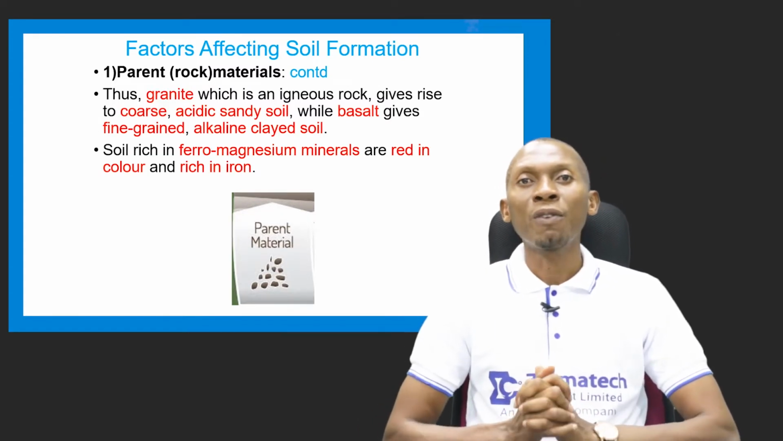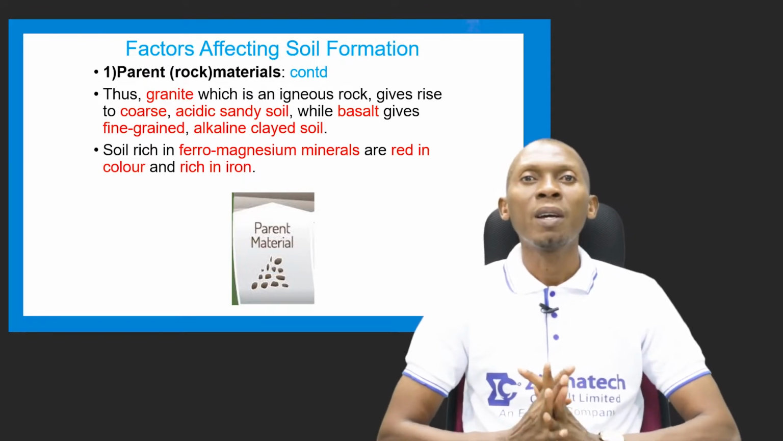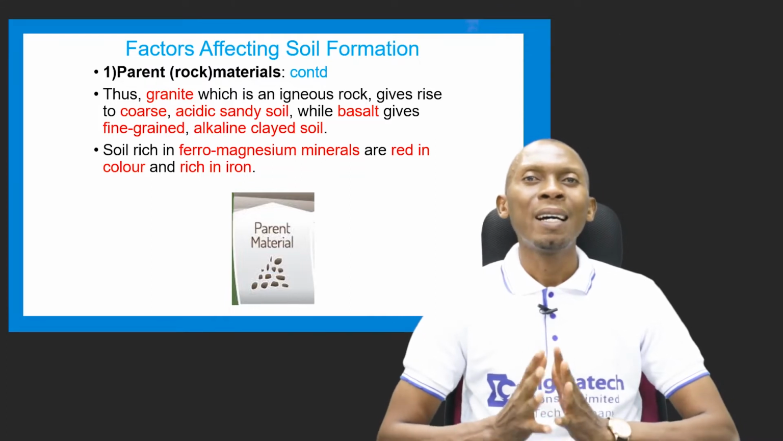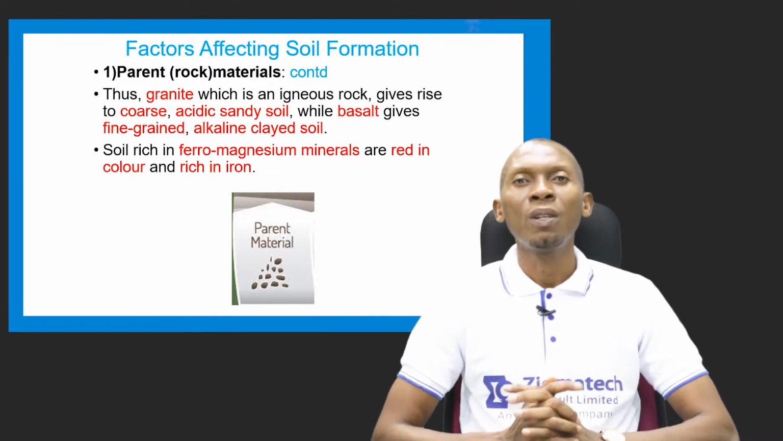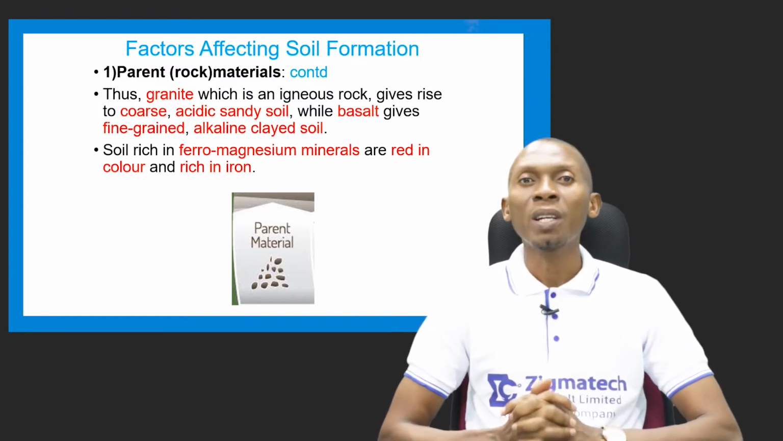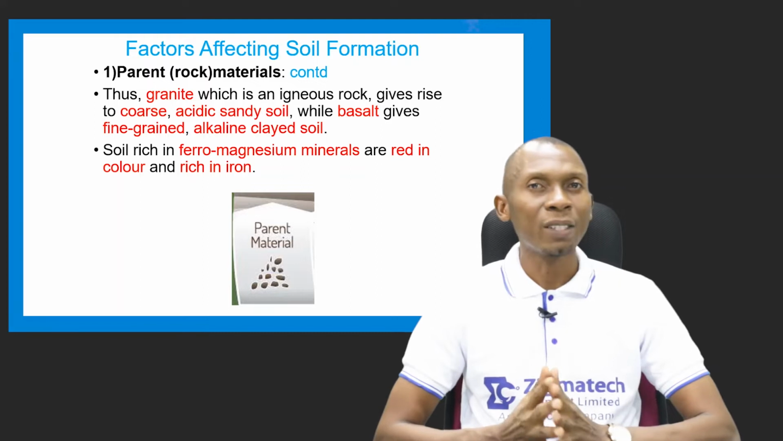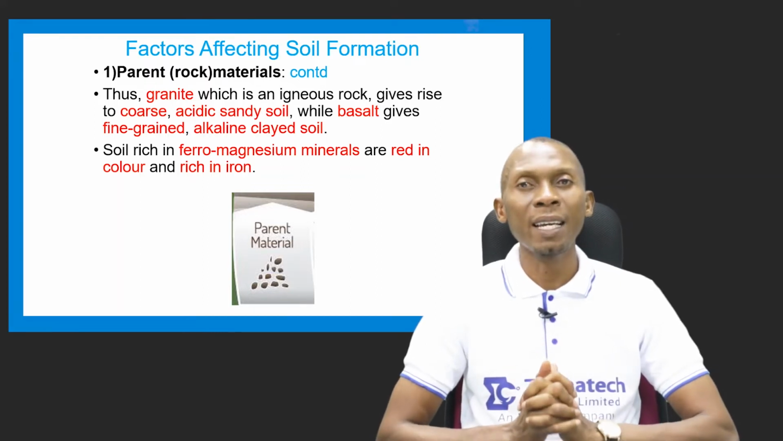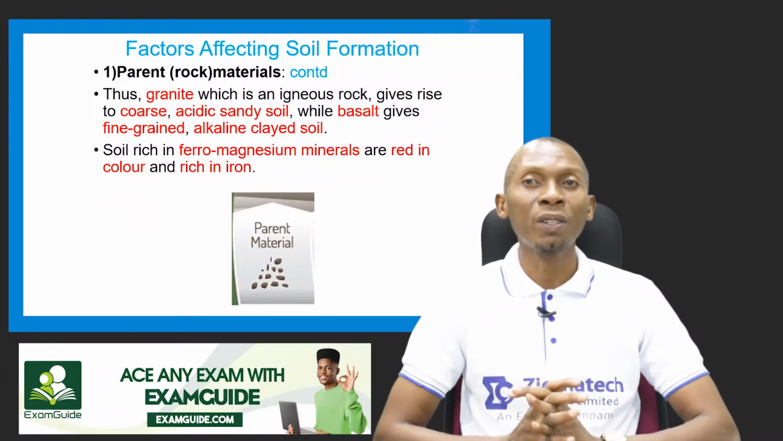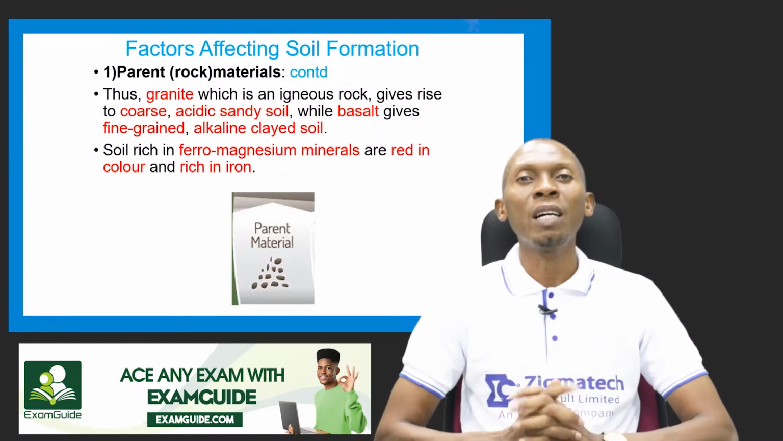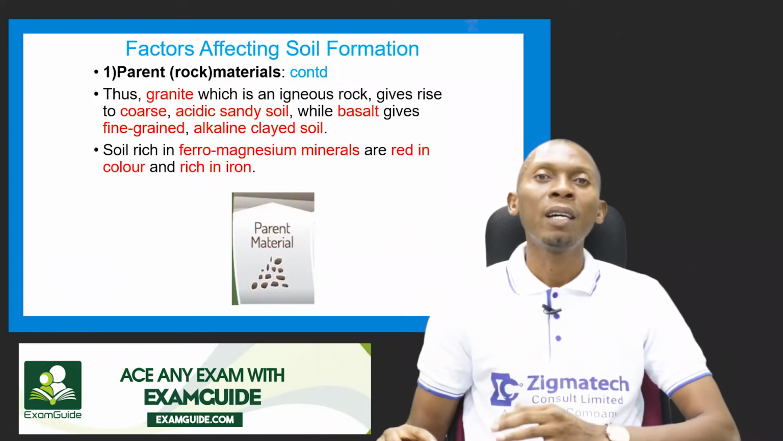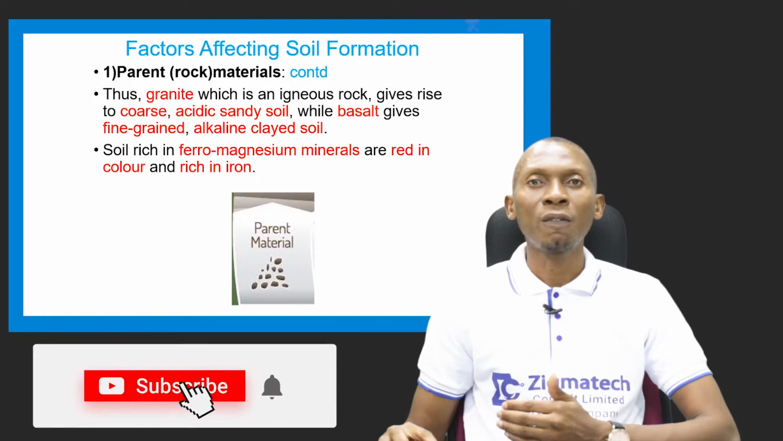For example, we have granite, which is an igneous rock. This type of rock gives rise to a coarse and acidic sandy soil, while basalt, which is also an igneous rock, gives rise to fine-grained alkaline clay soil. And soils that are rich in ferromagnesium minerals are usually red in color and rich in iron. So you can see how the parent materials do affect the type of soil that is formed.